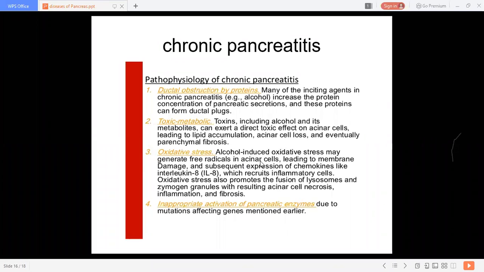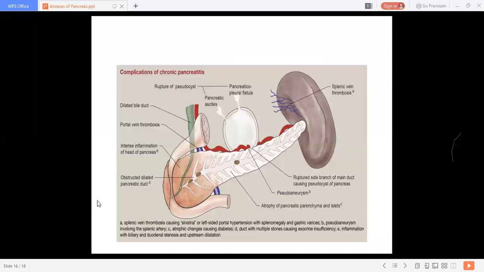The fourth cause, which is also related to acute pancreatitis, is inappropriate activation of pancreatic enzymes, that is, the proenzymes. Mainly it is trypsin. When it is generated, it can activate other proenzymes. So the main culprit here is trypsin, which gives rise to acinar cell injuries.